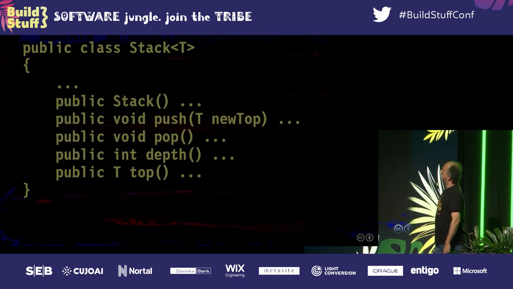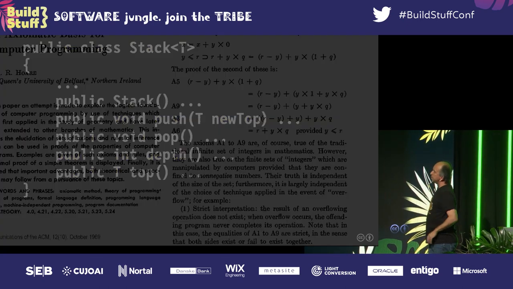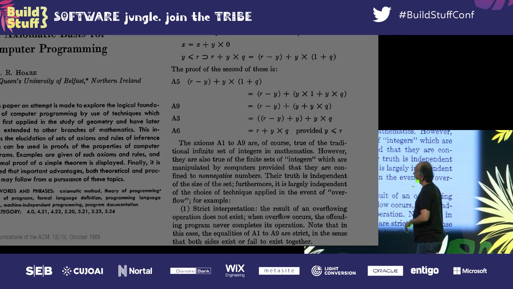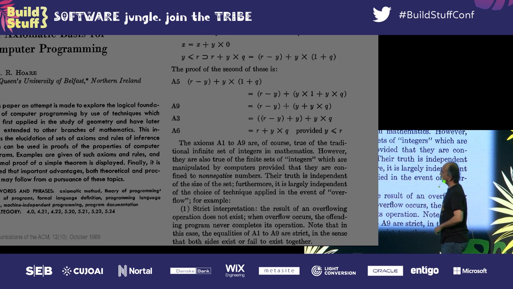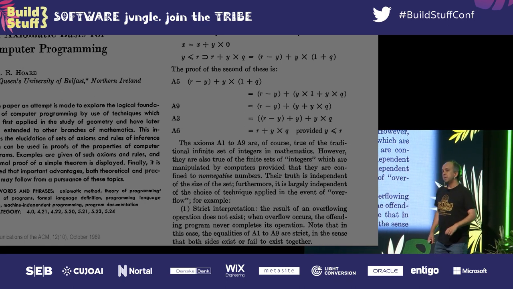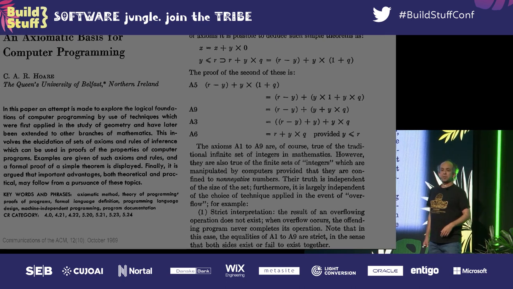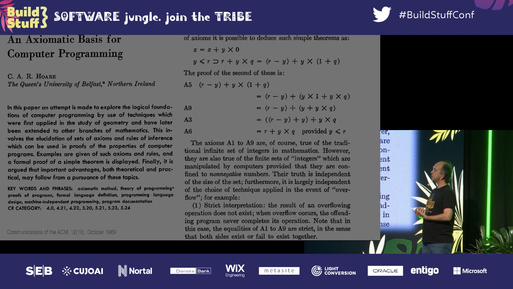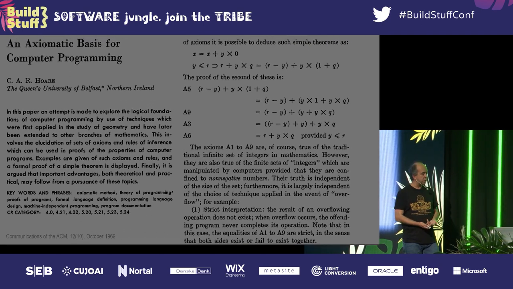However, I'm going to ignore that. I'm going to focus on that. And then I'm going to take you back on a journey to 1969. So 50 years ago, an axiomatic basis for computer programming. Tony Hoare. This is kind of like the beginning of formal methods. How do I reason about behavior? This is quite an interesting one because it introduces an idea.